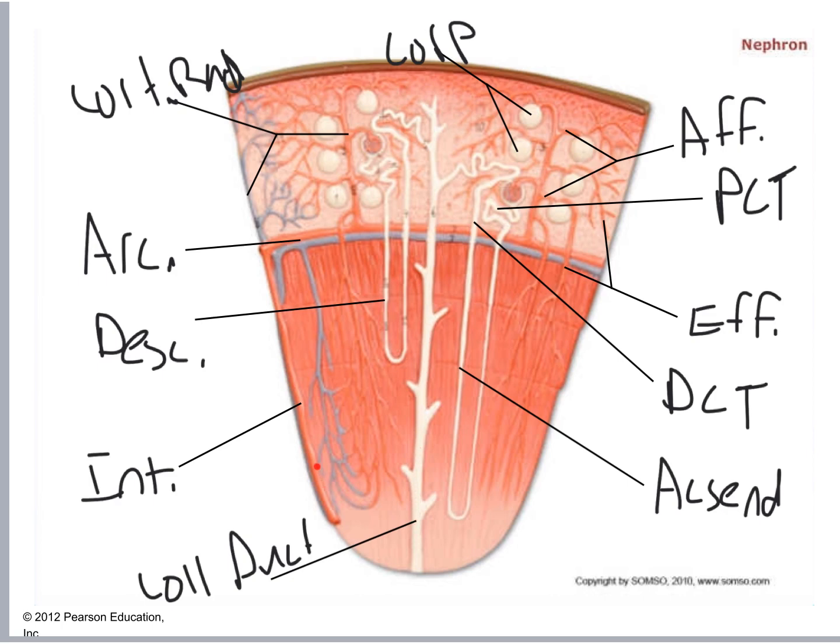The interlobar vessels right here. The descending limb is right here. The arcuate vessels right here. And then the cortical radiate vessels right here.